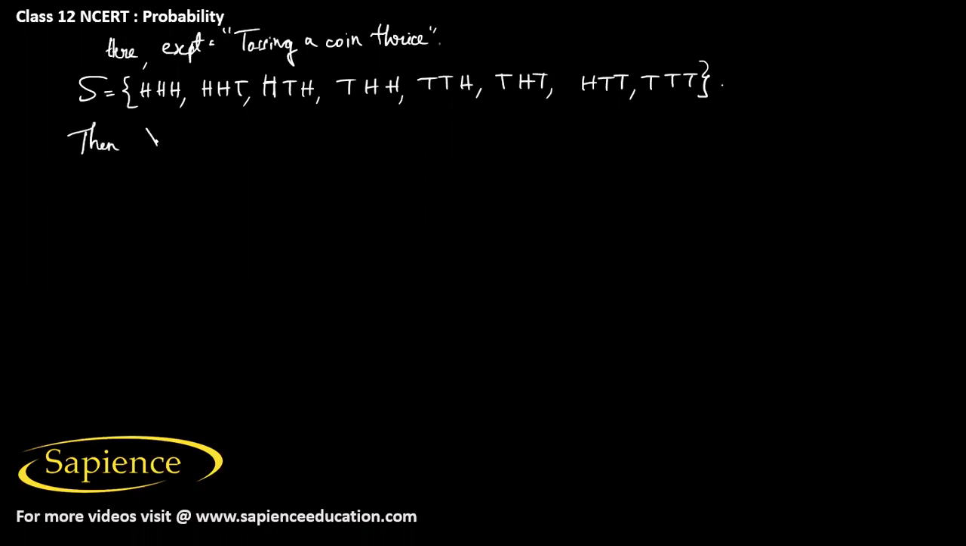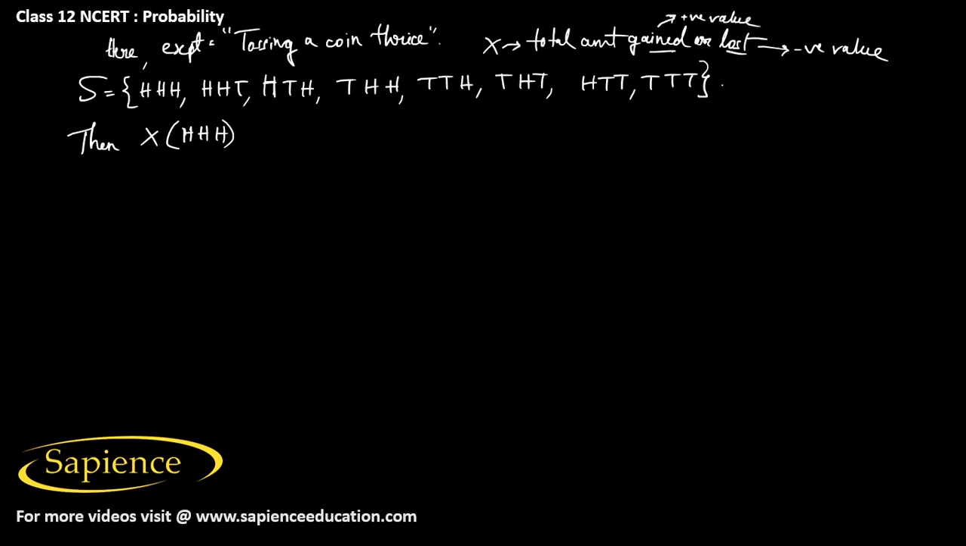Then we find x of head, head, head. Here x represents the total amount gained or lost. If it is lost, we signify it by a negative value, and if it is gained, we represent it by a positive value. So x of head, head, head: for each head he will get ₹2, so he will get ₹6.